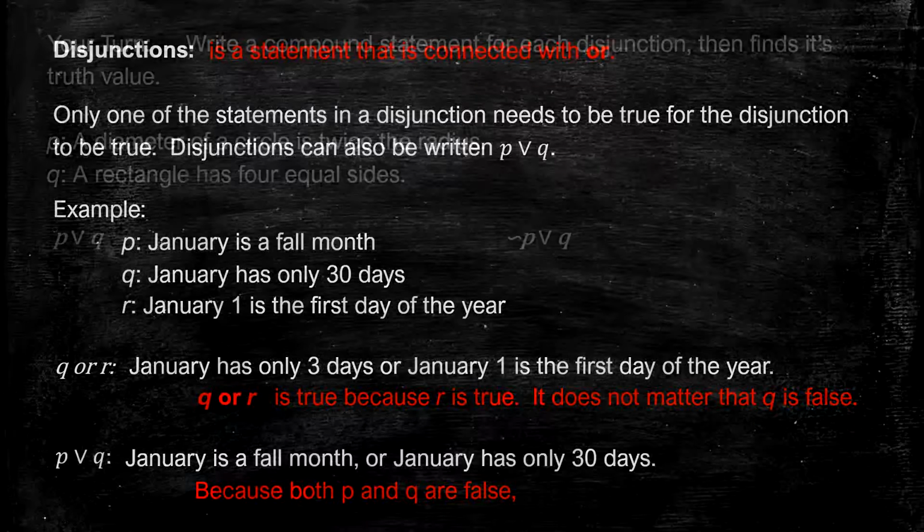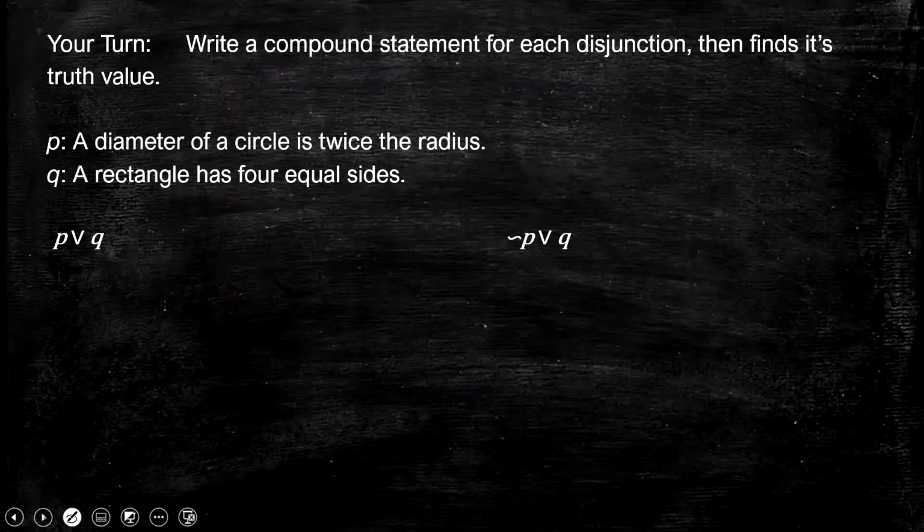Okay. Again, now it's your turn. A couple of examples. P, a diameter of a circle is twice the radius. Q, a rectangle has 4 equal sides. They want to know what P or Q is, and then not P or Q. Again, take a few minutes, type your answers in, and then the video will move on.